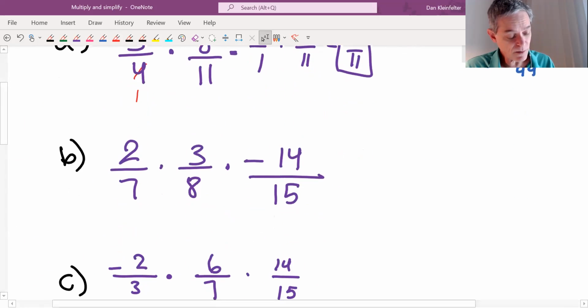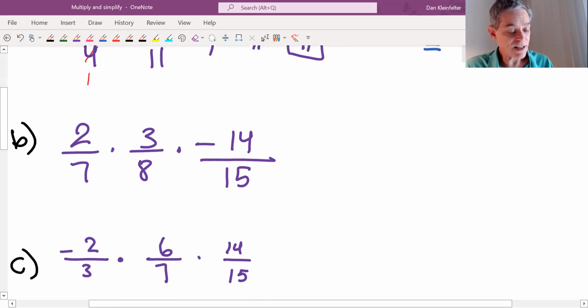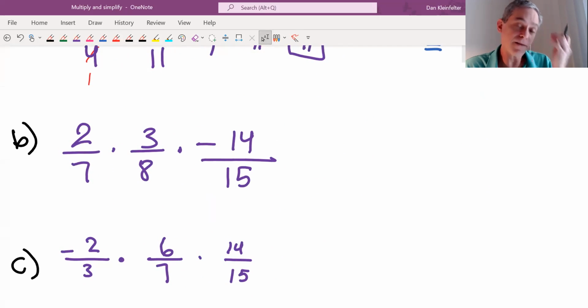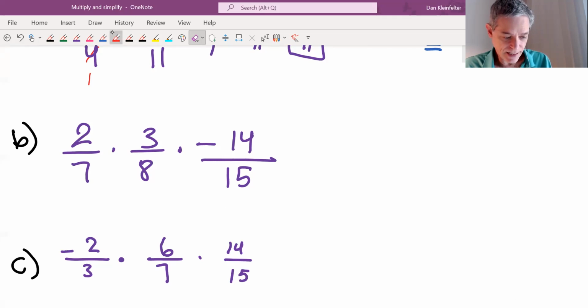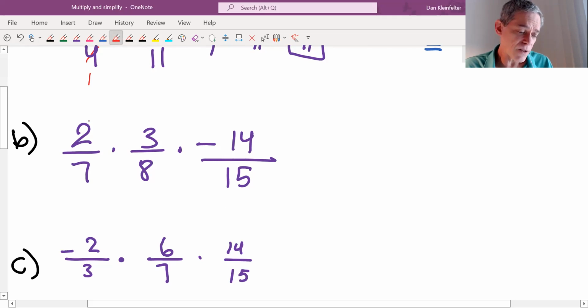In the next one, we have 3 fractions that we're multiplying: 2/7 times 3/8 times -14/15. Again, here we're going to use the fundamental property of fractions to divide out common factors as needed. I can see, first of all, that there's a 2 and an 8. We can divide the numerator and denominator both by 2. So we'll show that here. 2 divided by 2 is 1. 8 divided by 2 is 4.